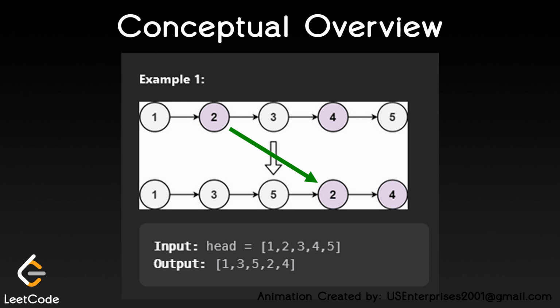Then the next node starts with the even indices from the given list. So the fourth node value comes from the first even index of the given list with a value of 2. And the fifth node comes from the second and last even index of the given list with a value of 4. And that concludes example 1.